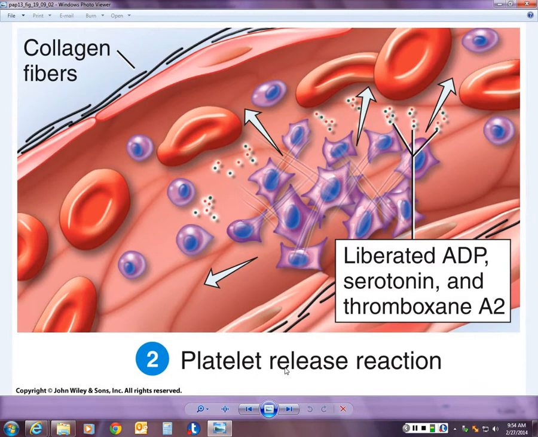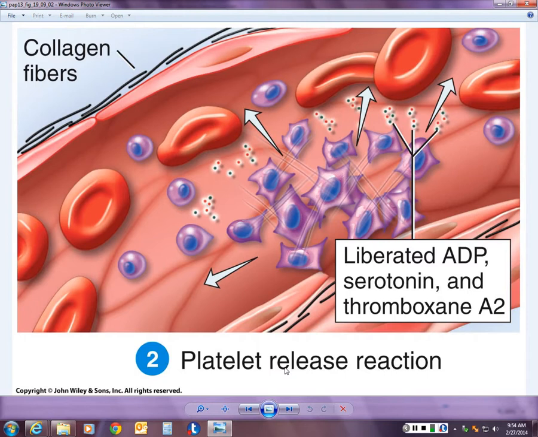You can see some of the chemicals. You don't have to memorize them for the purposes of your test. They include things like ADP, thromboxane A2, serotonin, platelet-derived growth factor, a few other things as well. And it sort of works like a positive feedback loop. As these platelets become active and they release their chemicals, those chemicals that they release typically attract other platelets to that area. And as more platelets are attracted to the area, those platelets also become active.